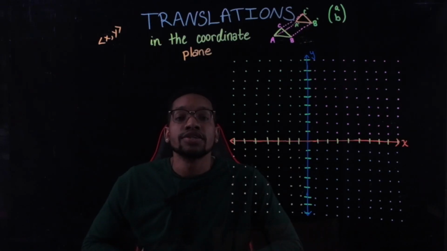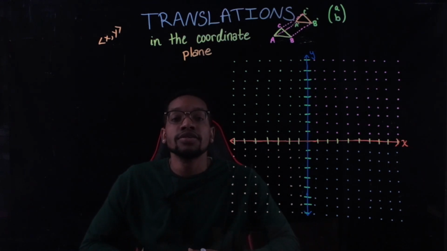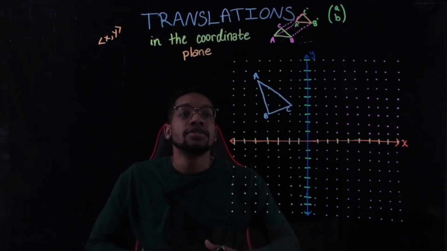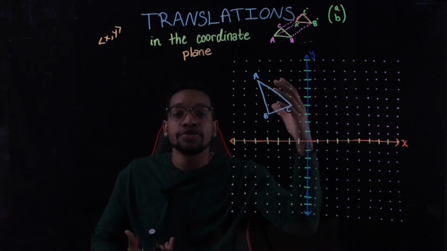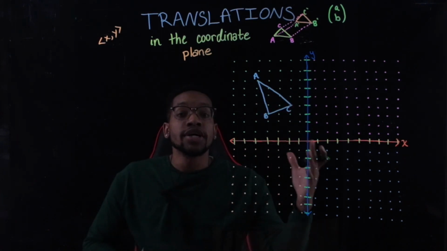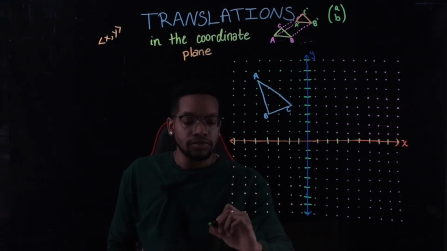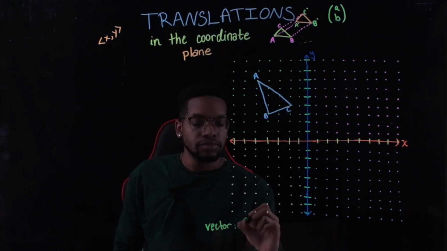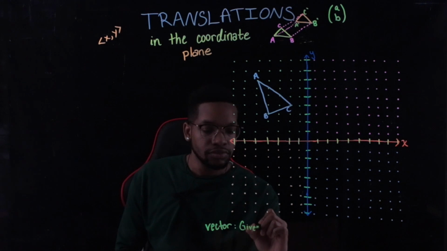What is a translation? A translation is one of the four basic types of transformations, and it's probably the easiest one because all you're doing is basically sliding the shape. How that works is you take a pre-image, which is the image before you make the transformation, and you translate this, or slide this shape, along what we call a translation vector. Basically, a vector tells you how many spaces to move in the horizontal direction and how many spaces to move in the vertical direction.